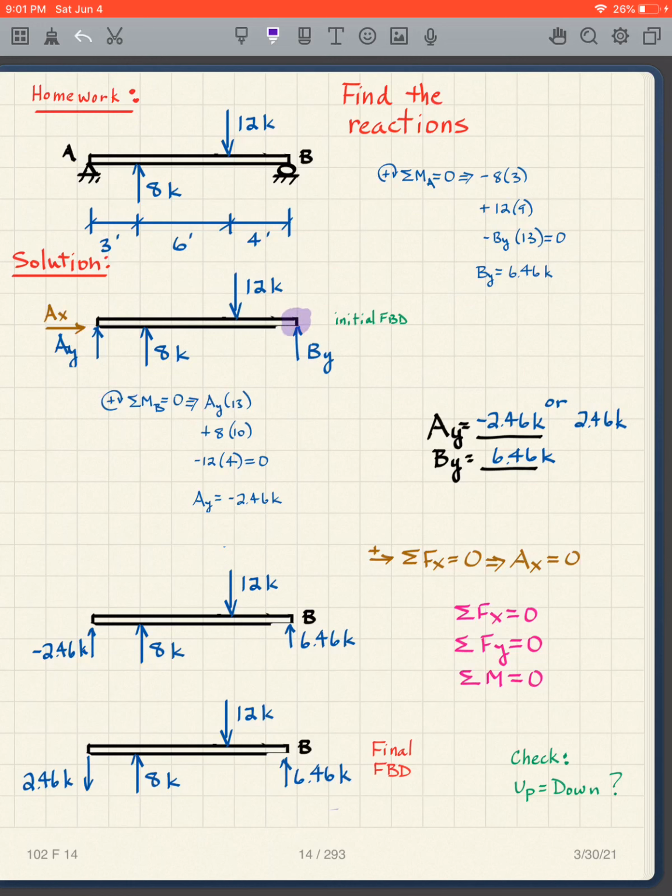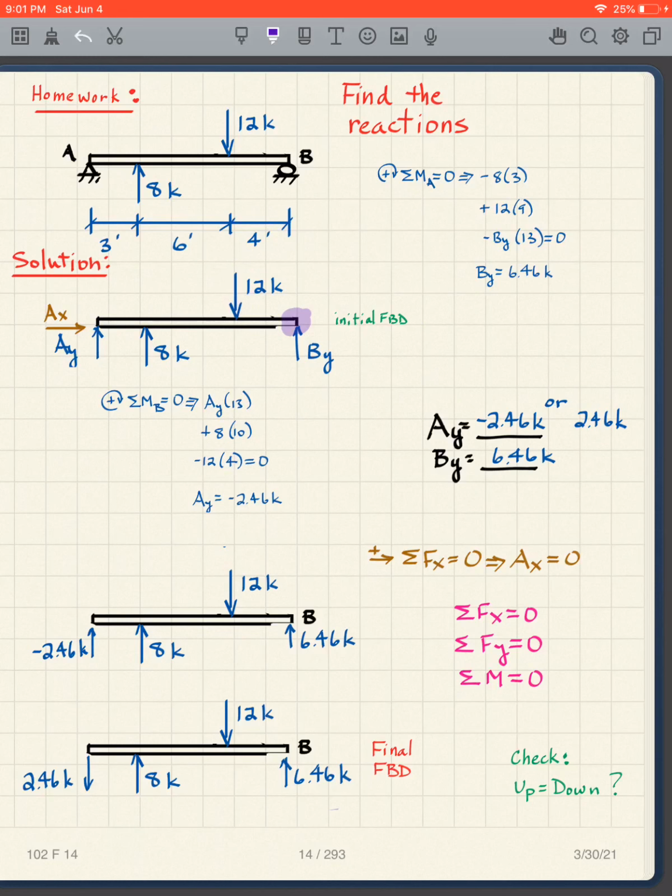So now this is the center of my clock. I've got AY, whoops, let's just do the force times distance. So it's AY times 13. I've got 8 times 10. And I've got 12 times 4.